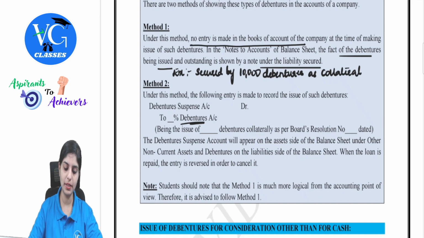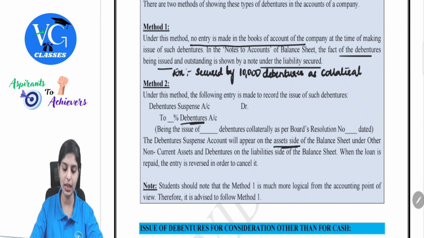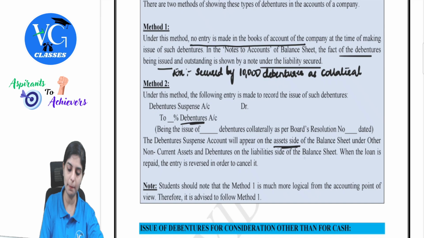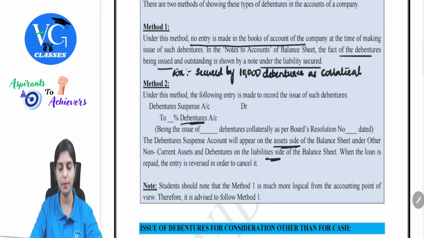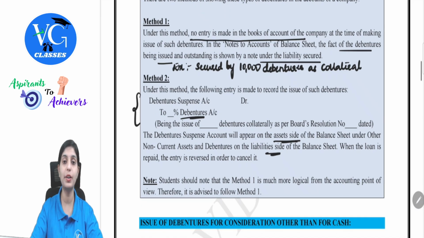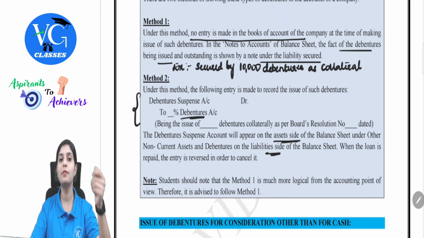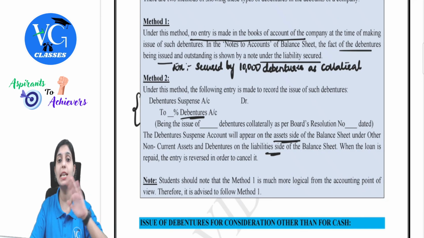The debenture suspense account will appear on the asset side, because like all suspense accounts, it appears on the asset side under other non-current assets, and debentures on the liability side of the balance sheet. That is what we have been observing for debentures. When the loan is repaid, the entry is reversed in order to cancel it. When the loan is borrowed, this is the entry we would record if it is given as a collateral. When it is repaid, this will just be reversed, because ultimately there was no other issue. Yes or no? Yes.